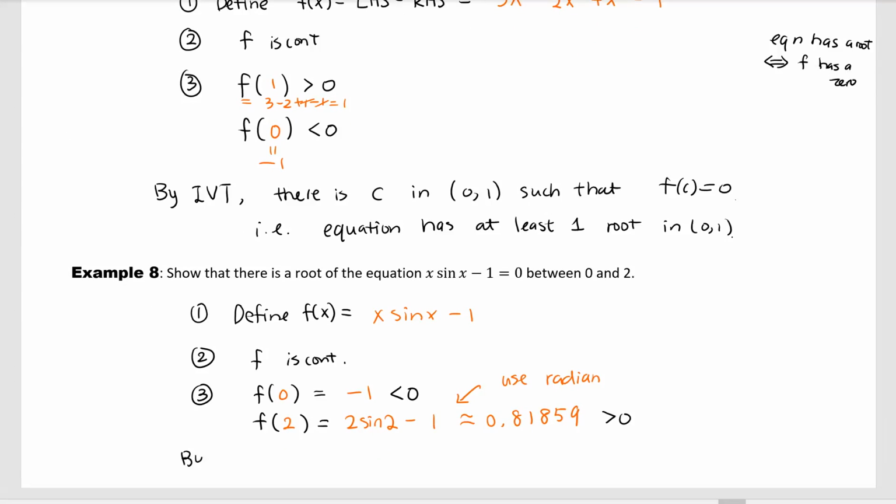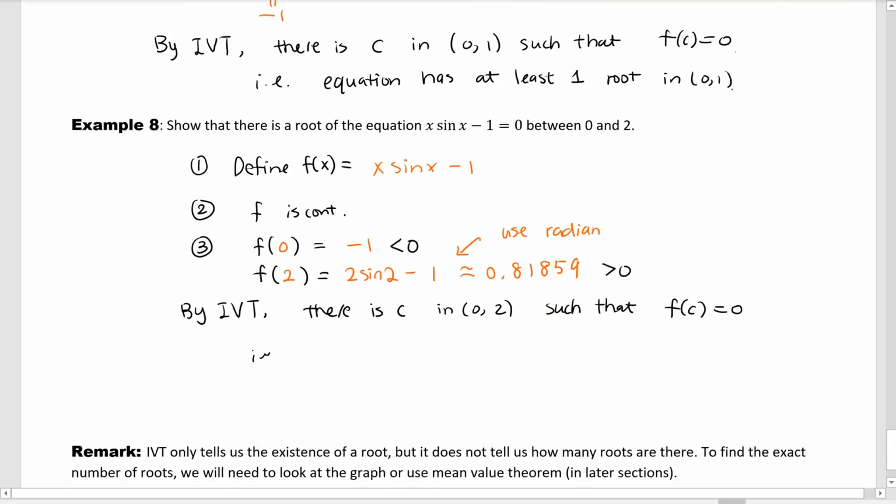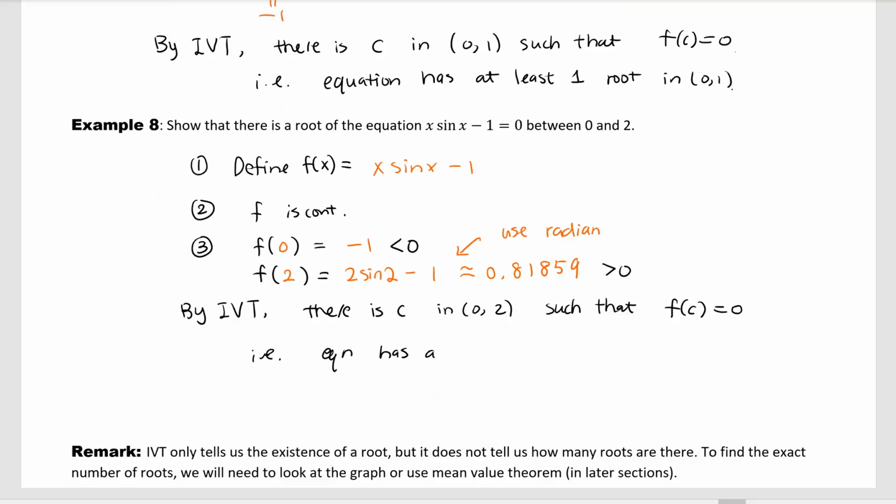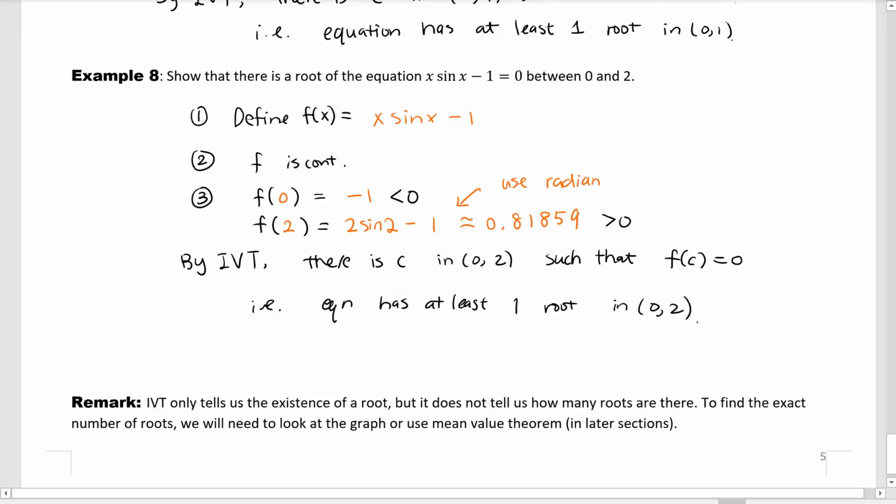Then I can say by the intermediate value theorem, there is a C in (0, 2) such that f of C equals 0, i.e. the equation has at least one root in (0, 2).